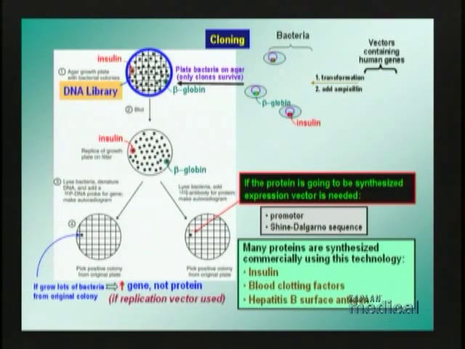Also, in hemophilia, a lot of the blood clotting factors, like factor 8 and factor 9, are being generated by cloning techniques. And a lot of vaccines nowadays are being generated by cloning techniques, such as the hepatitis B surface antigen being generated by this type of expression cloning technique.